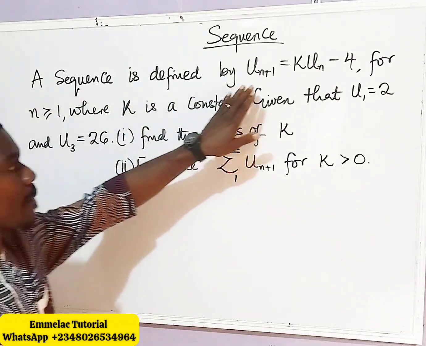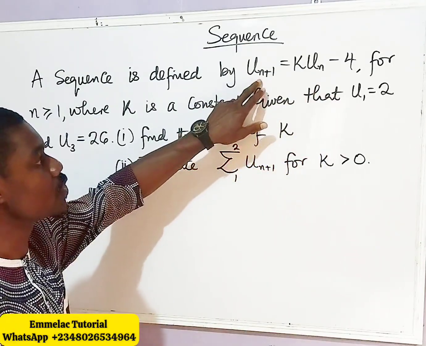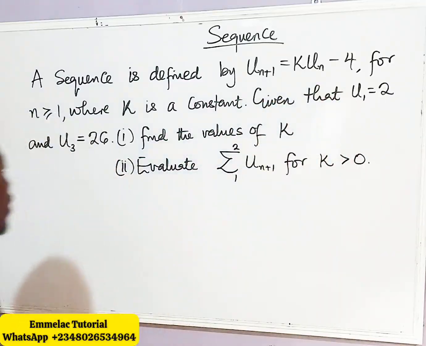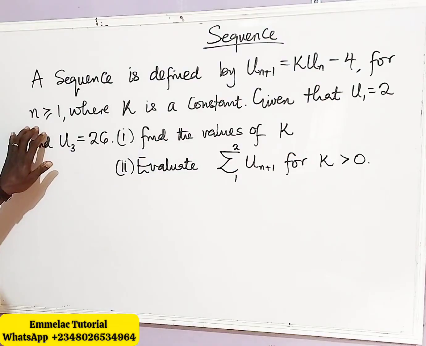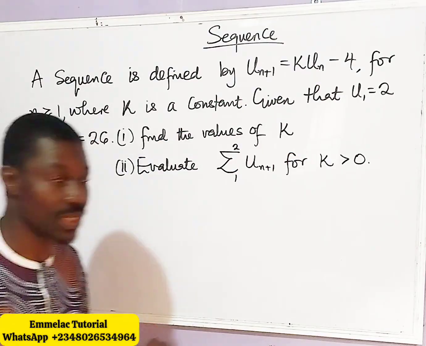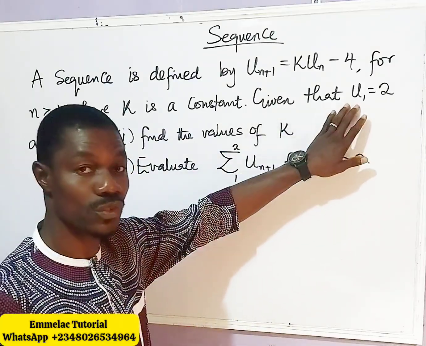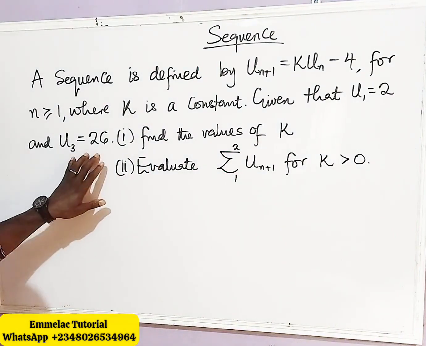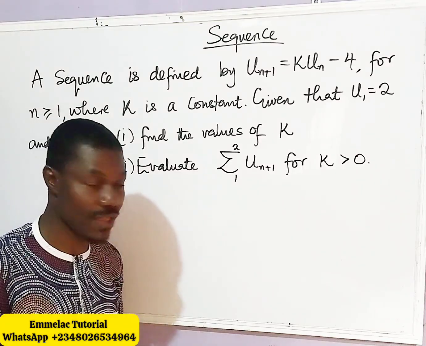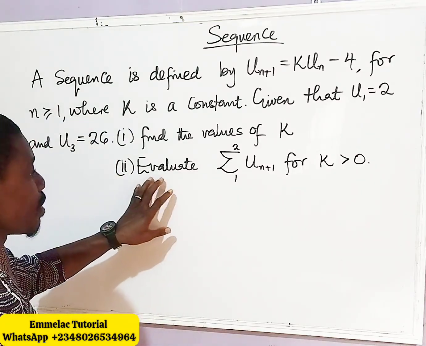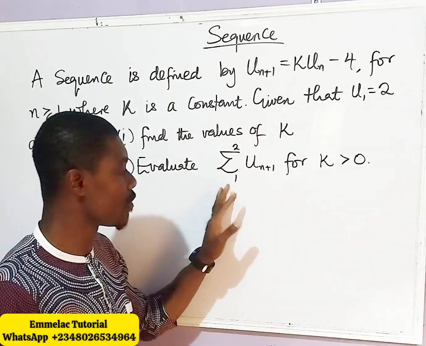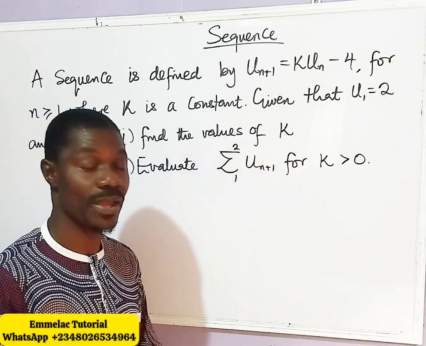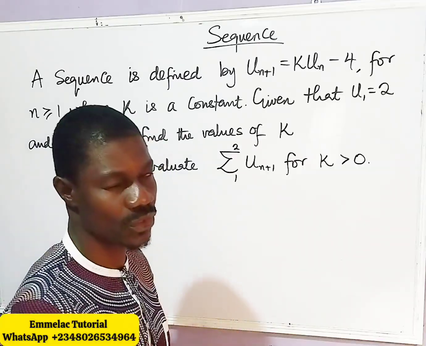Today we'll be looking at this question on sequences. The sequence is defined by u sub n plus 1 equals k u sub n minus 4, for n greater than or equal to 1, where k is a constant. Given that u sub 1 equals 2 and u sub 3 equals 26, find the values of k, and then evaluate the summation from 1 to 2 of u sub n plus 1 for k greater than 0. So how do we go about it?